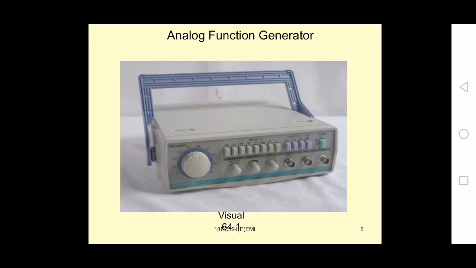This is how an analog function generator looks from the front side. There are various front panel controls, so you can change the frequencies and select the range of frequencies, and you have the power on/off button, attenuation, and different functions, that is, three functions. One is square wave, another is sine wave, another is triangular wave.